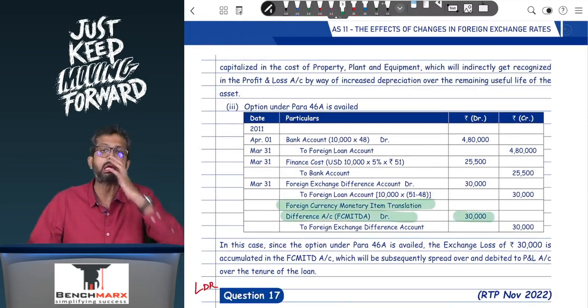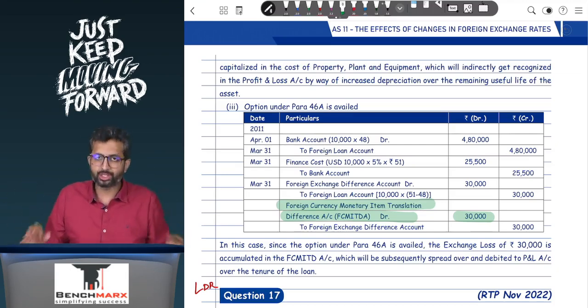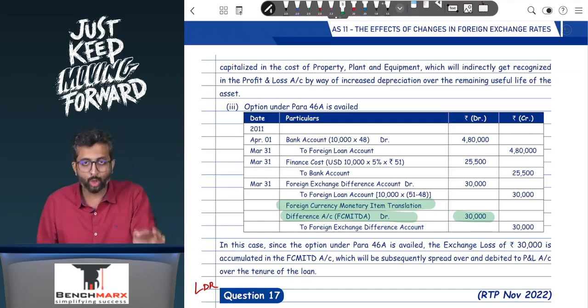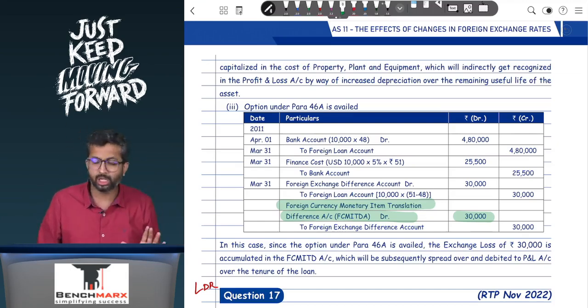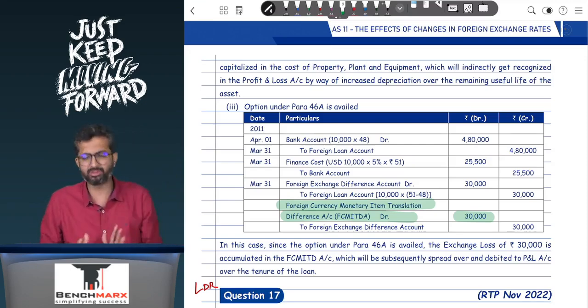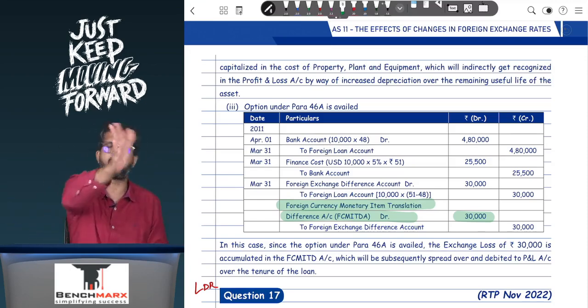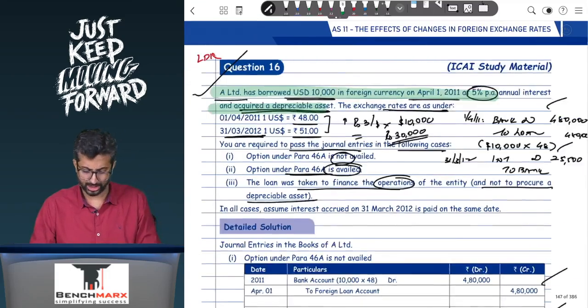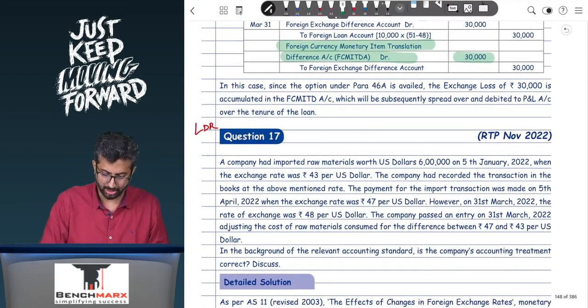So long story short, when you take the loan, no difference. When you pay the interest, no difference. But when you remeasure the loan, if 46A option is not taken, you will always take it to the P&L account. If 46A option is taken, you have to see whether it is a general loan or a loan for a specific fixed asset. If it is a general loan, you take it in FCMITD. If it is for a specific fixed asset, adjust it along with the PP. Okay, so that is question number 16. Next we have question number 17.